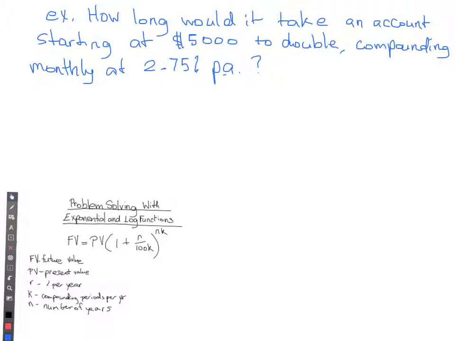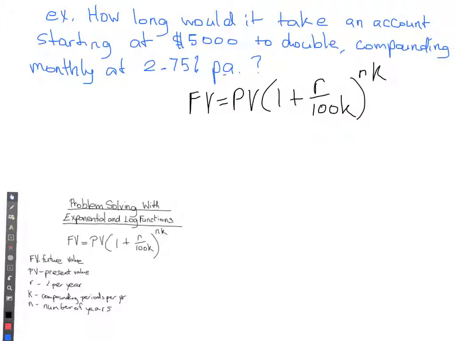We can actually solve this very accurately using logarithms. So let's go ahead and start doing that. Rewriting the formula, we have FV equals PV times (1 plus R over 100K) to the NK. Remember that N is the number of years and K is the number of compounding periods per year, or number of months per year. So overall, this NK really just means number of months, so I'm going to replace that with number of months.